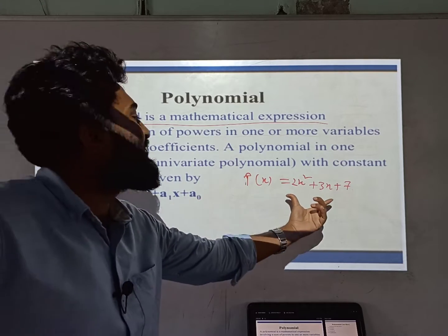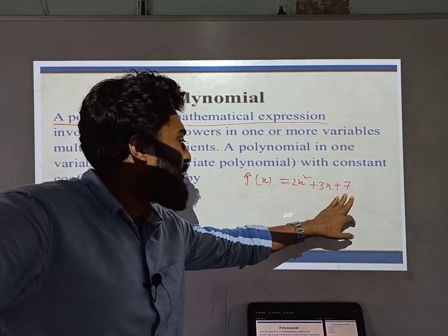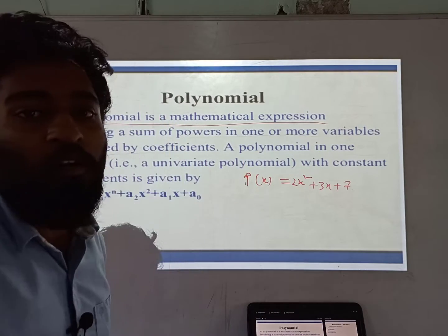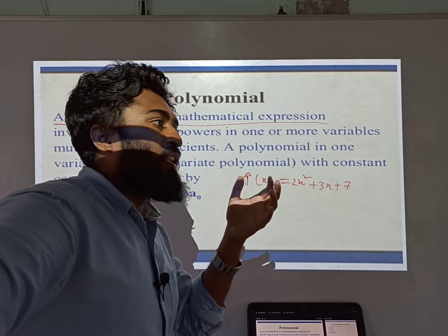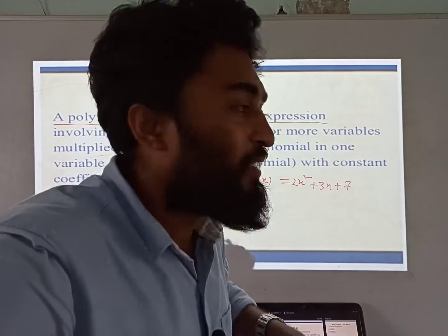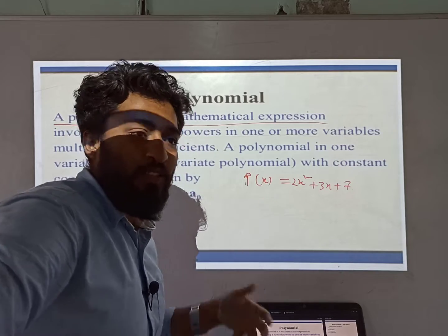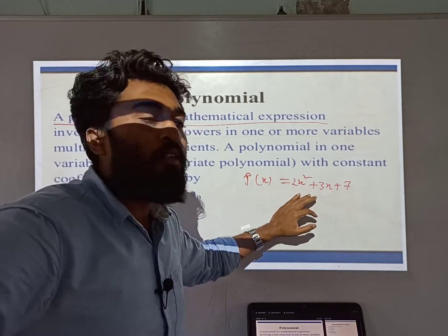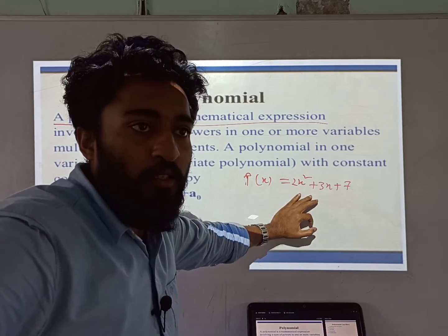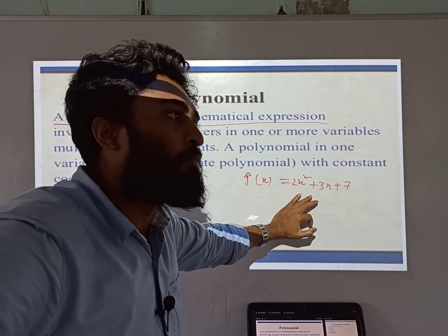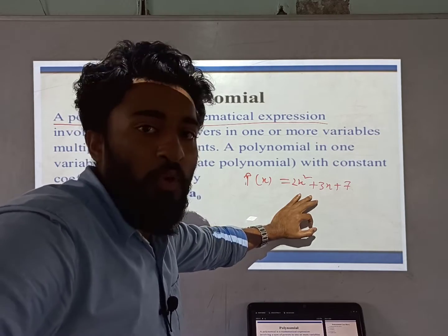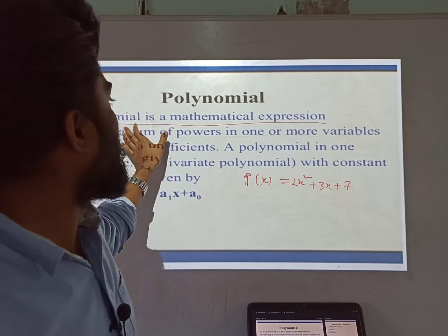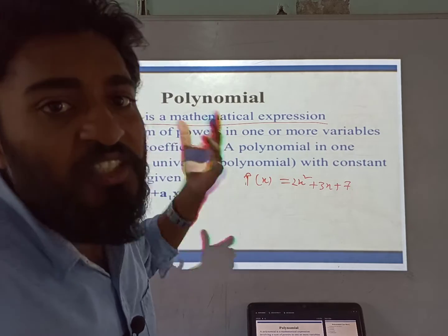So we can see this is a mathematical expression, a simple expression. That is why we are saying that polynomial means mathematical expression. Slowly I will tell you what are the conditions for an algebraic expression to be a polynomial. That I will discuss in the upcoming slides. It is not necessary that all algebraic expressions are polynomials. Some conditions and characteristics are there, so we'll discuss slowly. So the simple meaning of polynomial is mathematical expression.